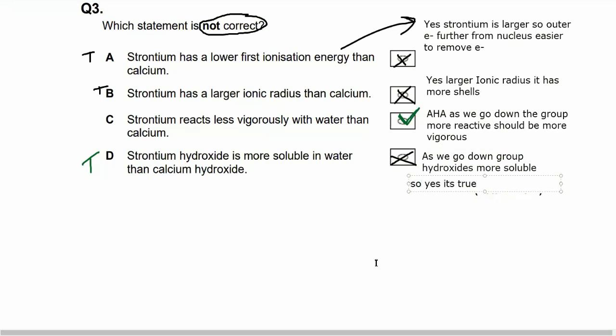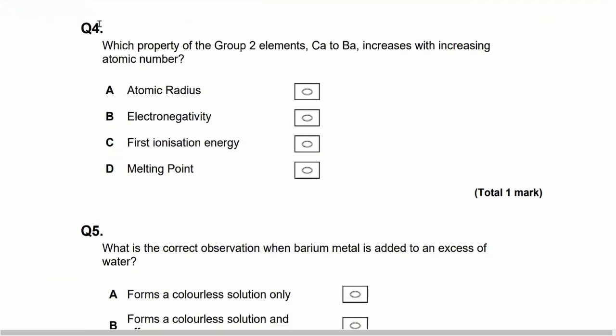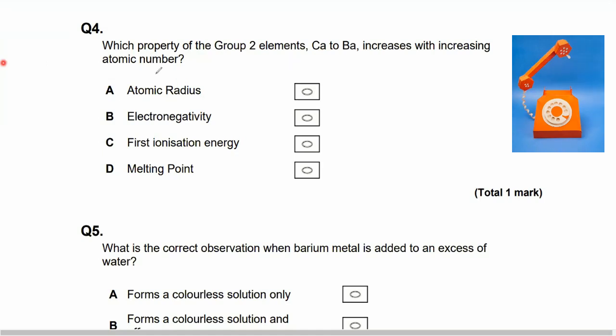Oh, sorry, they become more soluble. So it's true. Yeah, I was going to say the sulfates become less soluble, the hydroxides become more soluble as you go down the group. Question 4. Which property of the group 2 elements, calcium to barium, increases with increasing atomic number?